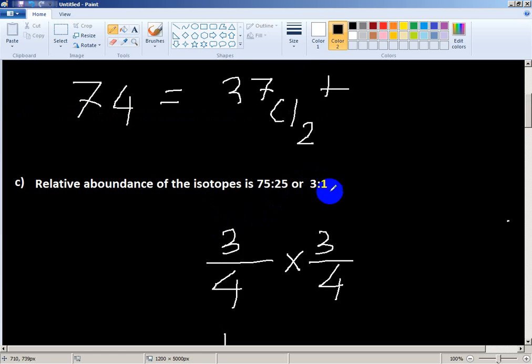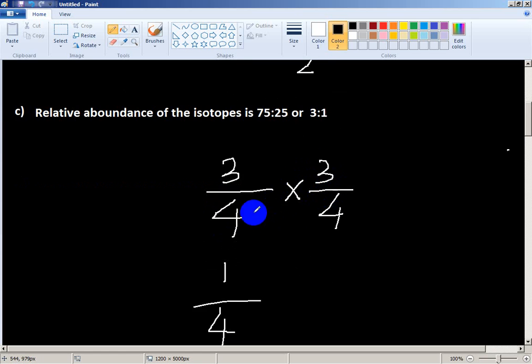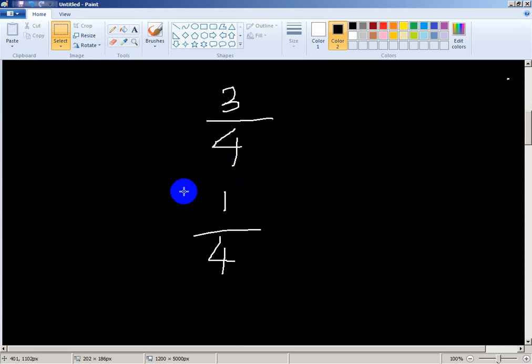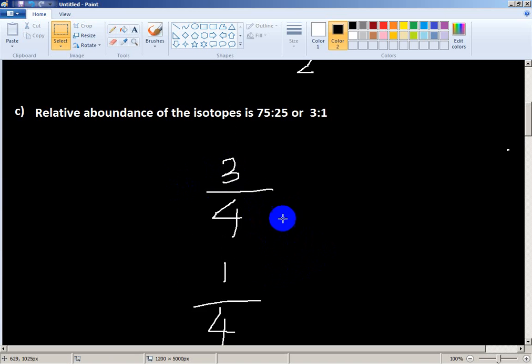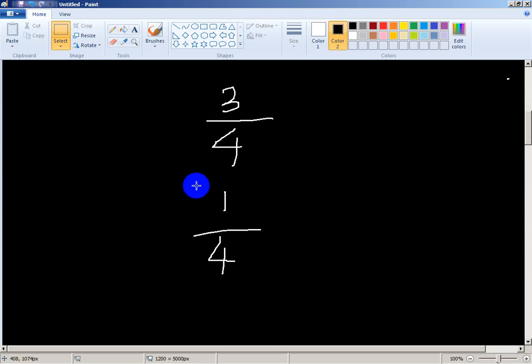The total is 4, so the combining chance for 35 is 3/4 and for 37 it is 1/4. Have you understood this one? Yes, sir. So 3/4 is for 35 and 1/4 is for 37.